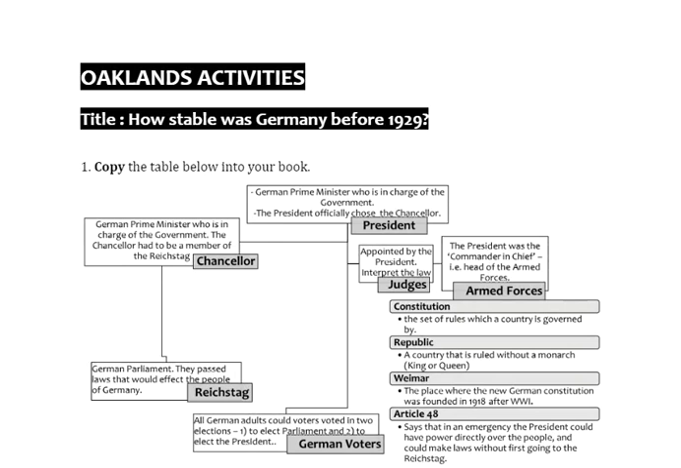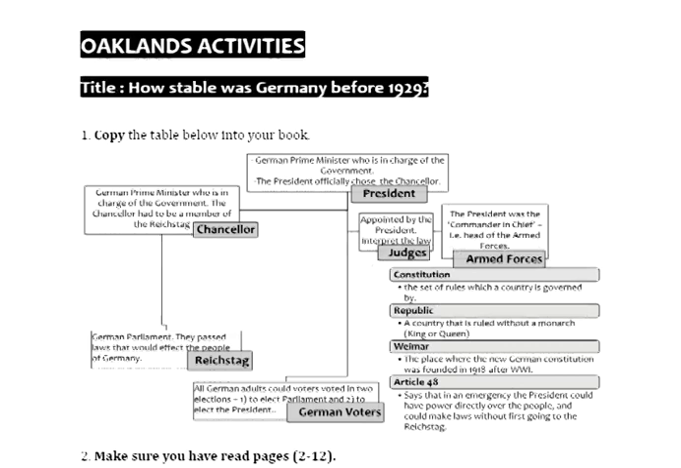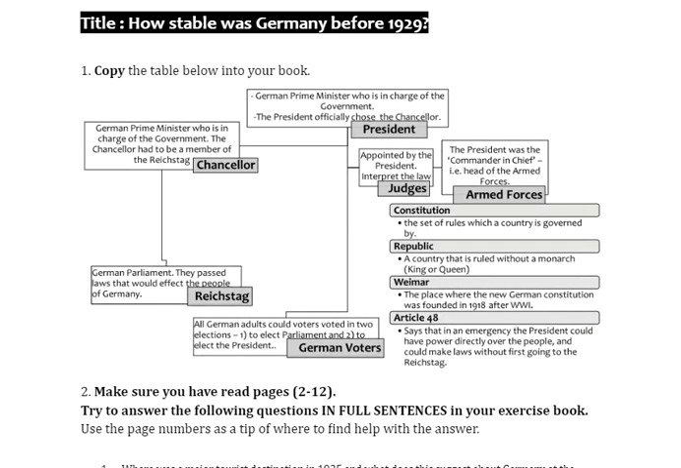So we're going to see areas in which Germany was stable and areas where we could already see some of the weaknesses that are going to come, because we know what comes next. What comes next is a period of instability for Germany. So the first thing you needed to do was copy this diagram.